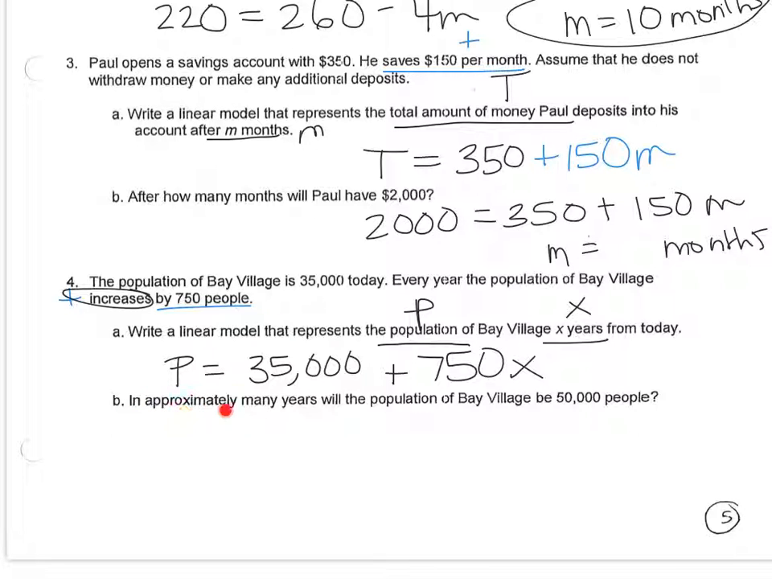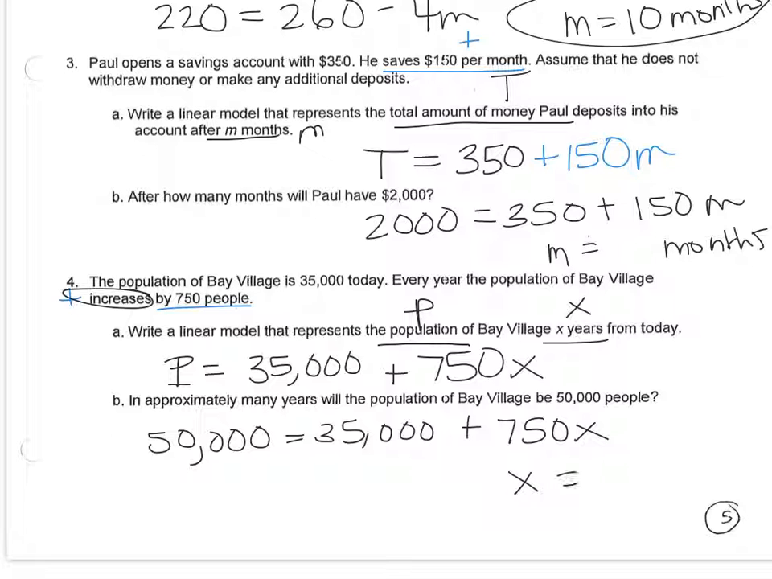Part B, in approximately how many years will the population of Bay Village be 50,000 people? So you're going to plug in 50,000 for P equals 35,000 plus 750X. And then you solve for X, so it's X equals blank years.